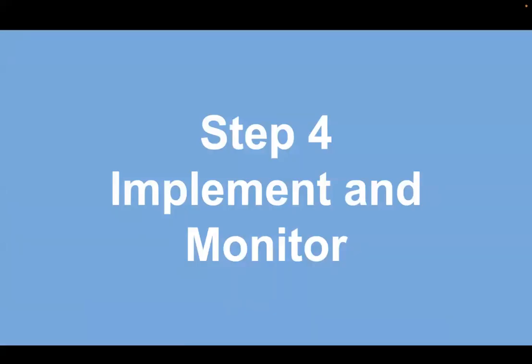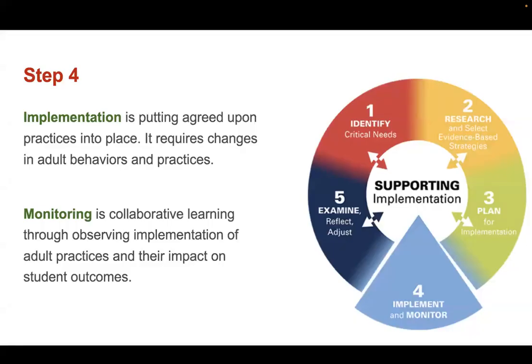Takes us to step 4, implement and monitoring. This step is fairly straightforward, because now that you've got your plan in place, you've got your strategies, you've got your action steps, you're going to implement the plan and monitor it. So you're going to put your strategies into practice. Implementation is putting things into practice. It says there it's going to require changes in adult practices and behaviors. What are the adults doing? What's the staff doing to try to increase your student outcomes?